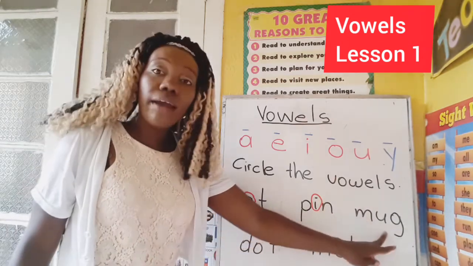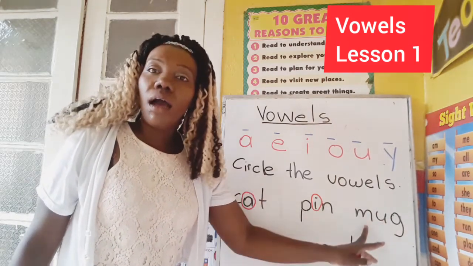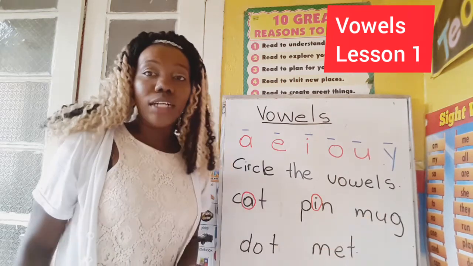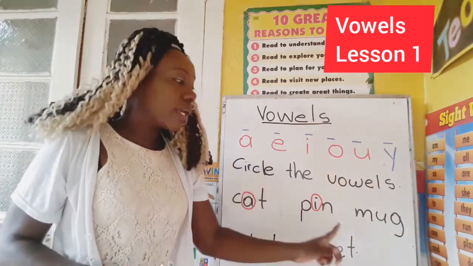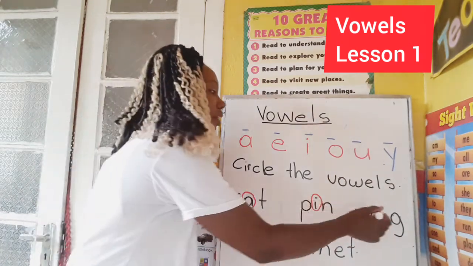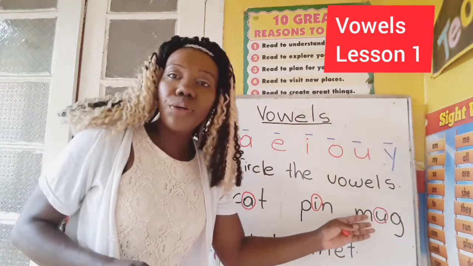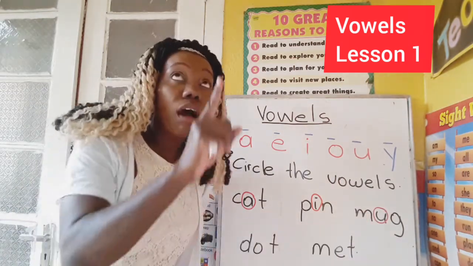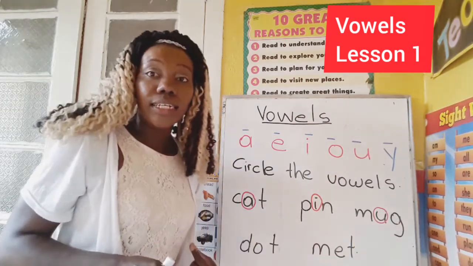And let's go to this word. Let's make the sound. M, U, G. Mug. And what is the vowel? You see it up here? What is the vowel in the word mug? U. Very good. So I circle the U. And the U makes the short sound because it's between two consonants.